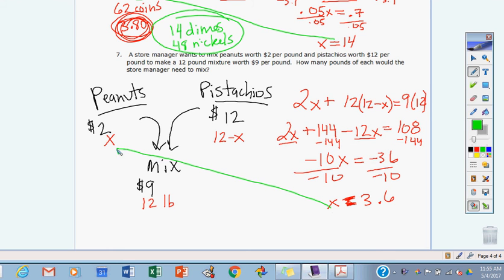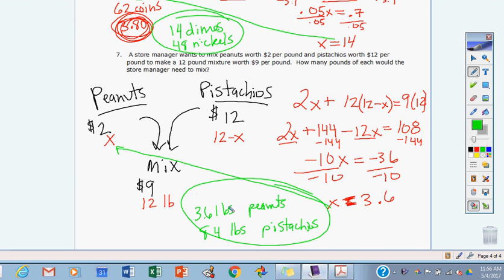Well, again, switching to green for my final answer, what does that mean? That means that's how many peanuts we have. And these were in pounds. So I've got 3.6 pounds of peanuts. And I've got 12 minus 3.6, which actually comes out to 8.4 pounds of pistachios, which obviously both add up to 12, which is what we needed. All right, hope this helped.